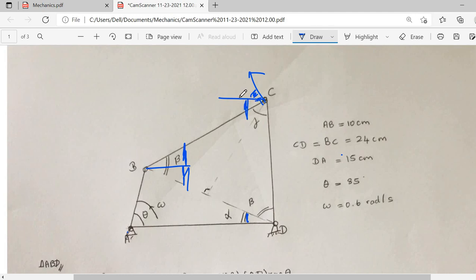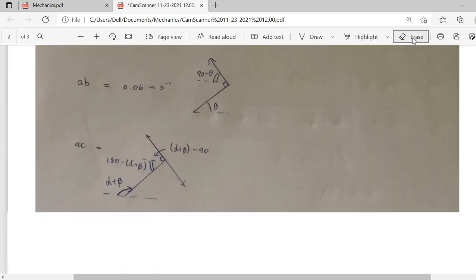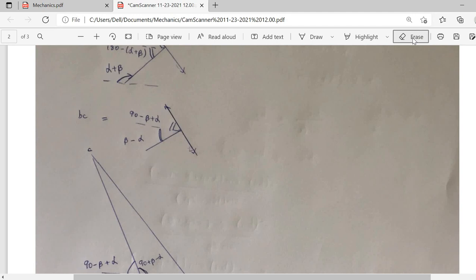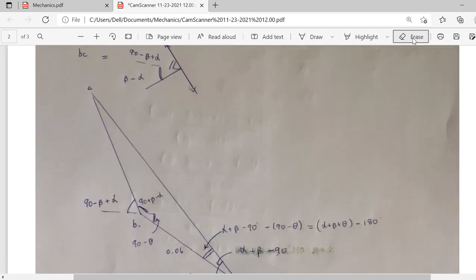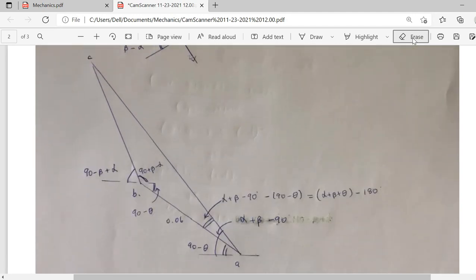So as this is 90, you can directly tell it would be 90 minus beta minus alpha. So you can directly use basic geometry ideas and get an equation for that. From that, if you complete the velocity diagram, it would be like this. So these are the main things you need to do before finding the values of these.